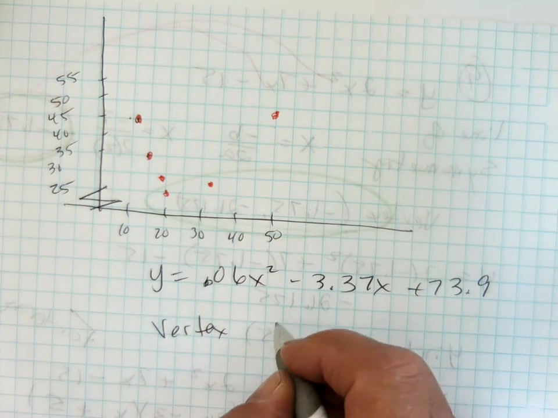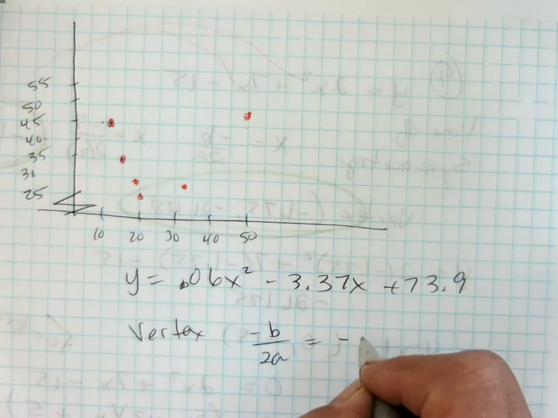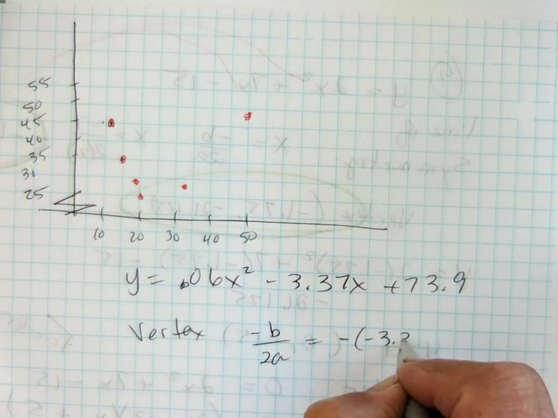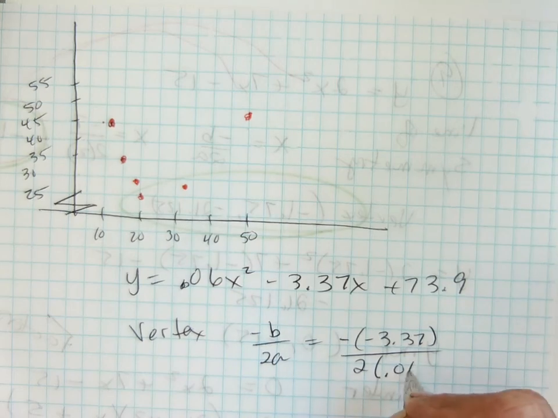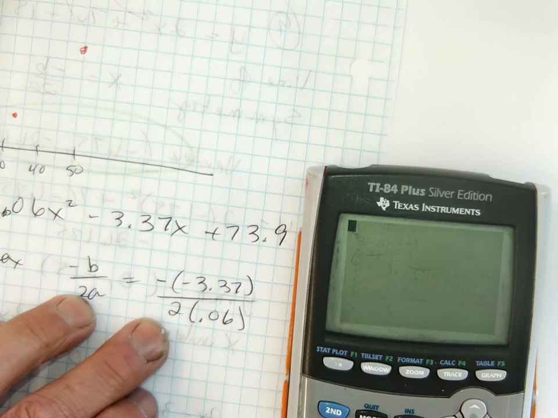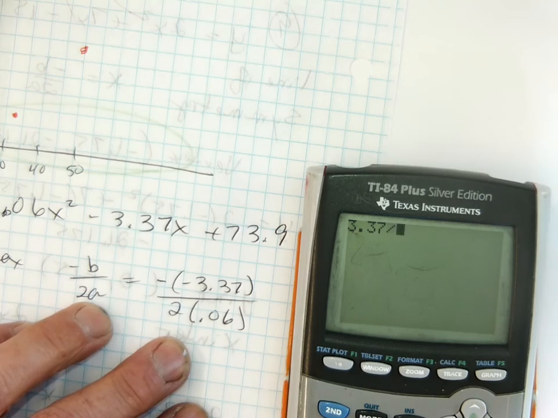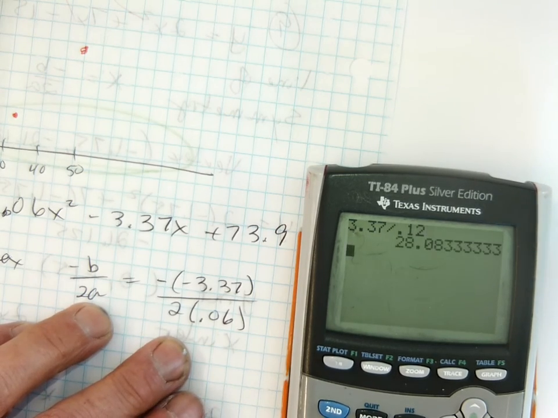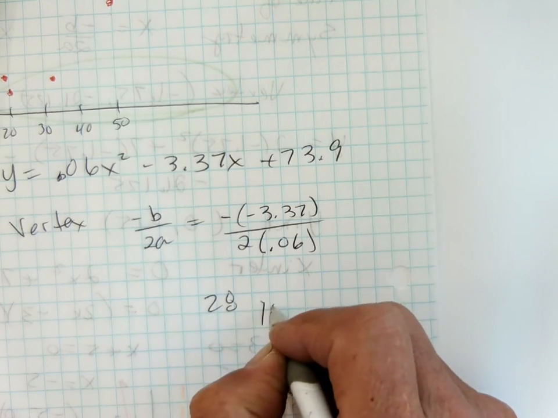So negative b over 2a, right? Negative b over 2a, which would be negative negative 3.37 over 2 times 0.06. Use my calculator real quickly. I'm going to go 3.37 divided by 0.12, about 28. So about 28 years old.